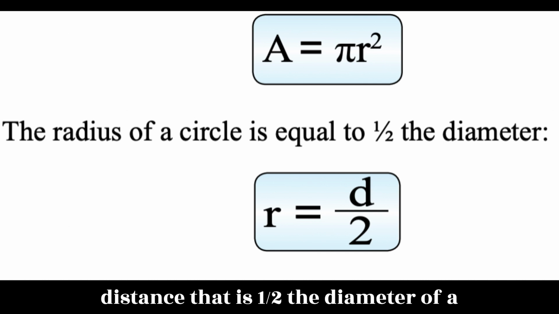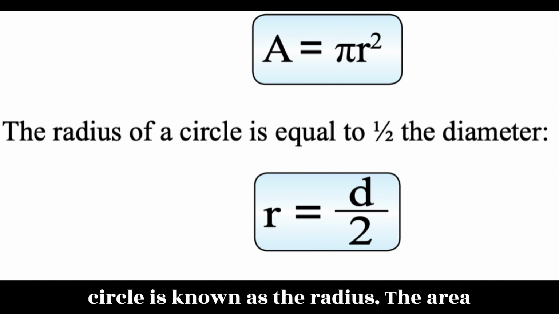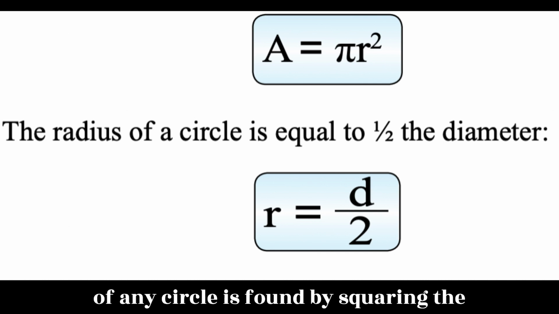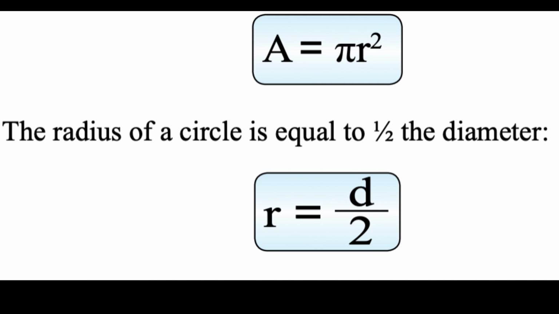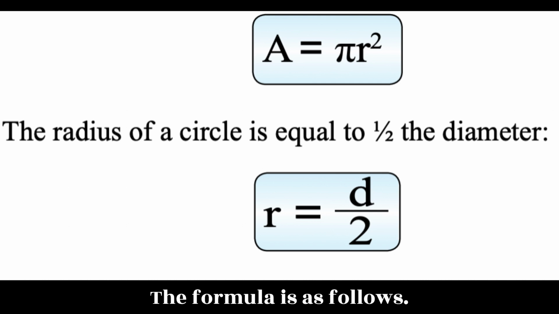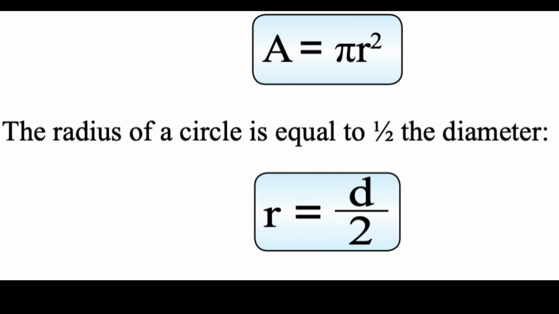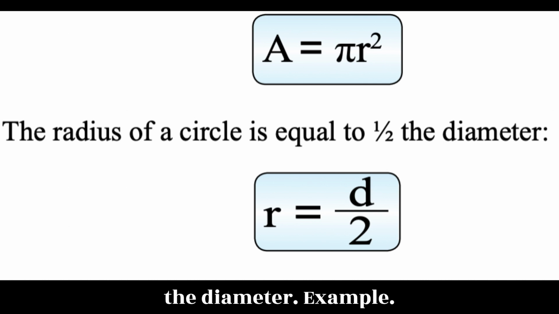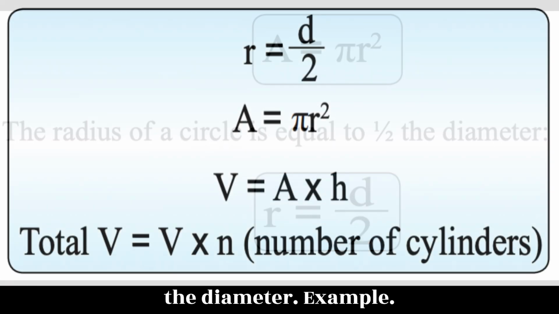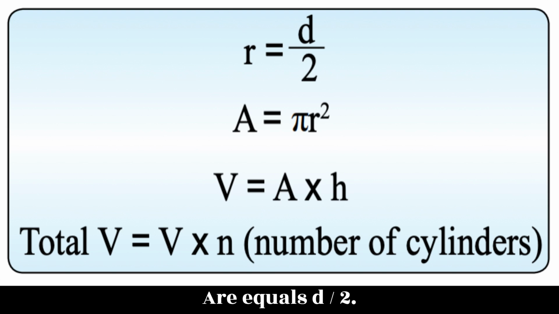The distance that is 1/2 the diameter of a circle is known as the radius. The area of any circle is found by squaring the radius, r, and multiplying by pi. The formula is as follows. A equals pi times r². The radius of a circle is equal to 1/2 the diameter. Example: r equals d divided by 2.